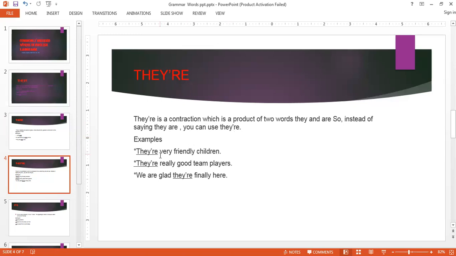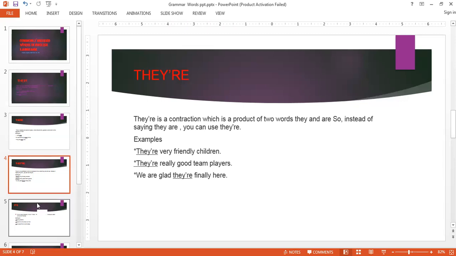So let's look at the examples. They're very friendly children. Instead of saying they are very friendly children, we say they're very friendly children. But we cannot use the possession kind of their, and we cannot use the place kind of there, with an apostrophe. They're really good team players. We are glad they're finally here.